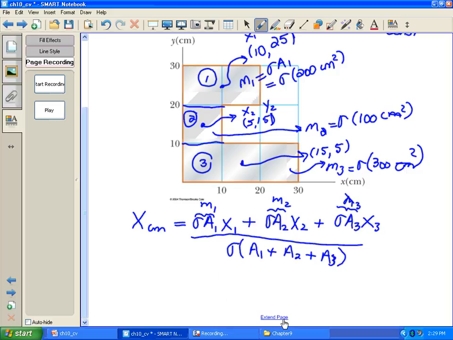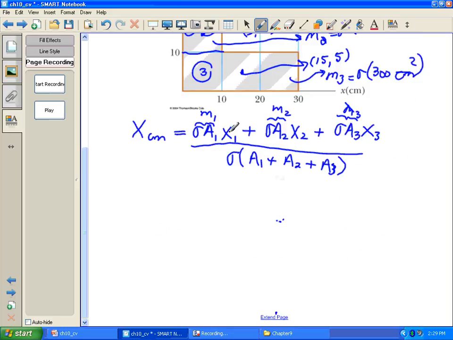Okay, and look here. Although we did not have a value for sigma, and you were probably getting nervous by the fact that we were using it to describe the mass, look what happens here. We're going to end up dividing by sigma. And so to get the center of mass, all we need are the areas that we calculated. What was A1? Well, let's see. A1 was 200 square centimeters.